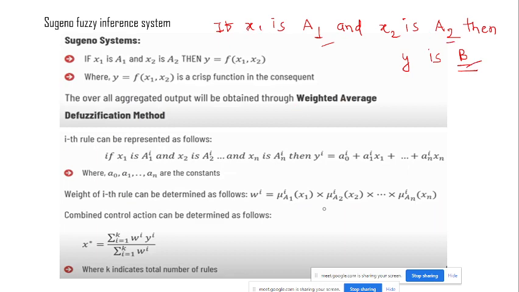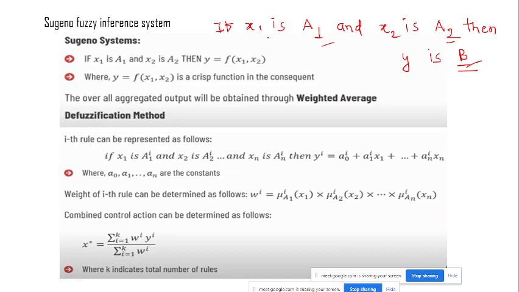So a1 fuzzy class, a2 fuzzy class, and this b is also a fuzzy class. What does it mean? The type of dirt belongs to a fuzzy class. The quality of dirt belongs to a fuzzy class. The output wash time also belongs to a fuzzy class. It may be short, very short, long, etc. Okay.